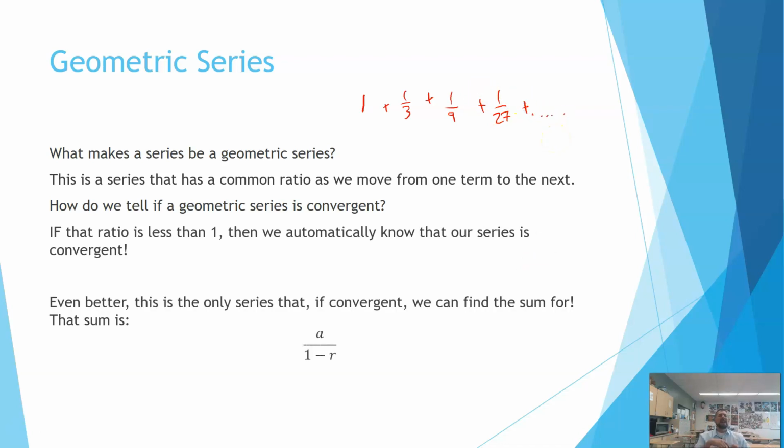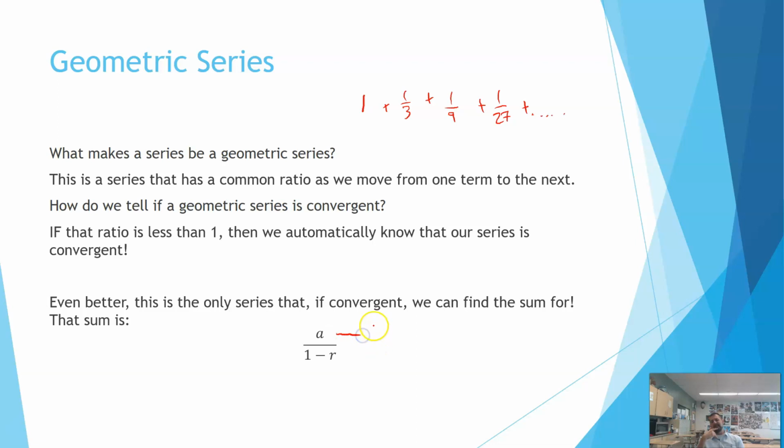The way that we tell whether or not a geometric series is convergent is pretty simple. We just look at that common ratio, and if that ratio is less than 1, then we know that our series is going to be convergent. Furthermore, and this is kind of nice, of all of the series, geometric series are the only series that we can actually find the sum for.